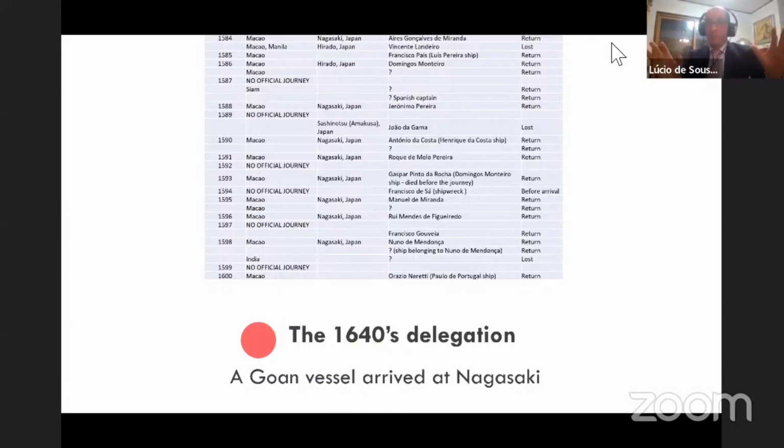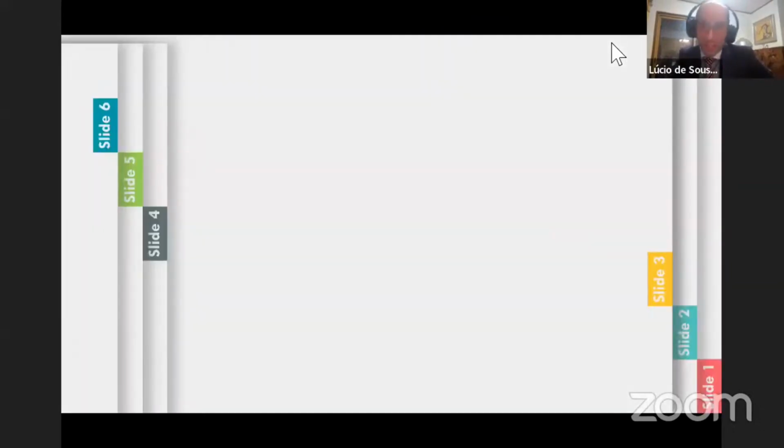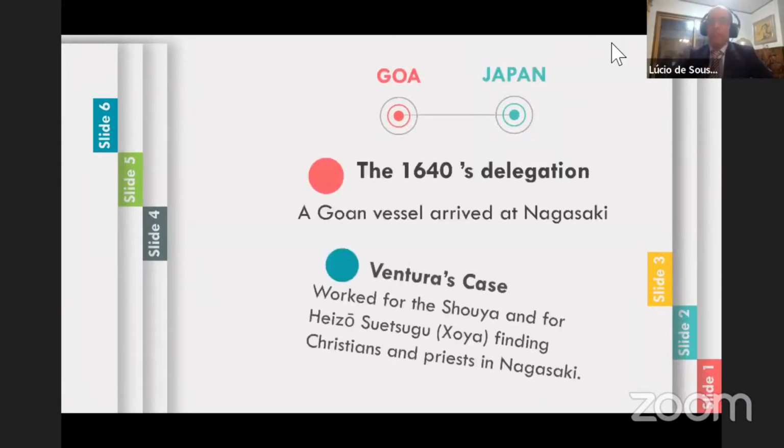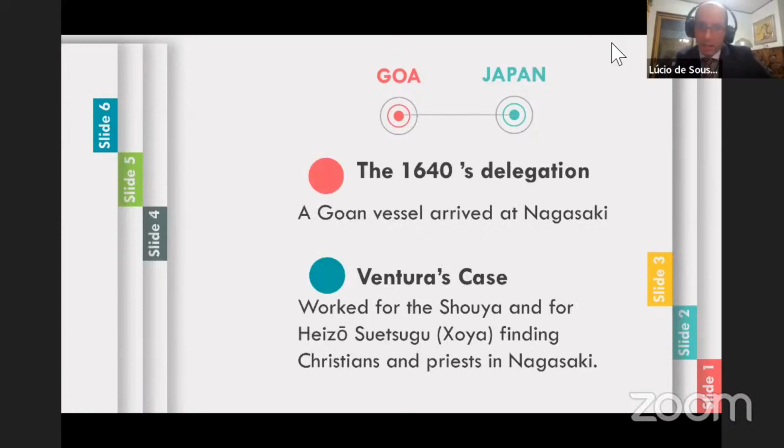I could give you many examples of it, but I decided just to talk about two. One is the 1640s delegation. It's a kind of commercial and at the same time political embassy. And the second one is about an individual from India called Ventura. He worked for Eizo Suetsugu, finding Christians and priests in Nagasaki in the same period that a Goan vessel arrived at Nagasaki.